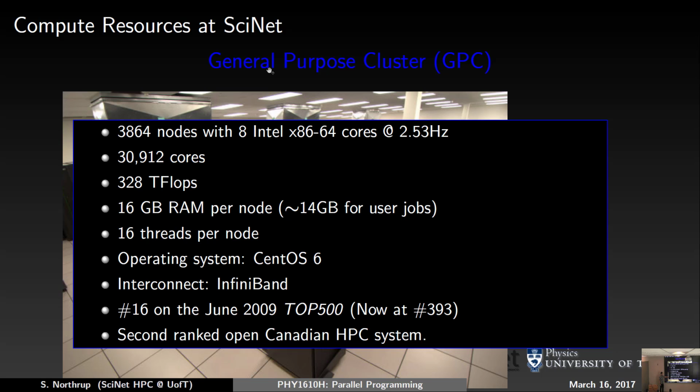And when it started off in the Top 500 list, it was number 16. I think now it's probably even lower than that. I don't think I've updated this. It's actually not even on the list anymore.